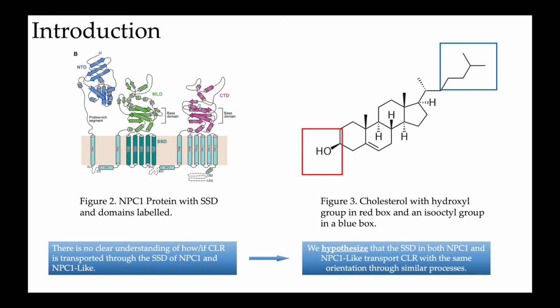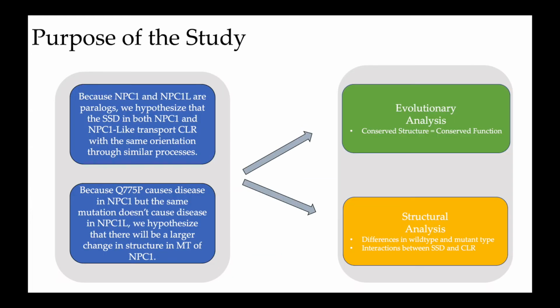But overall, there's not a clear understanding of how or if cholesterol is transported through the sterol sensing domain of NPC1 and NPC1-like. Therefore, based on previous literature studied, we hypothesized that the sterol sensing domain in both NPC1 and NPC1-like transport cholesterol with the same orientation through similar processes because they are known paralogs and have conserved sterol sensing domains and N-terminal domains.